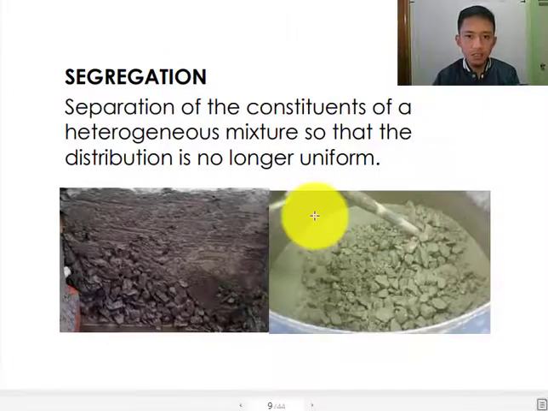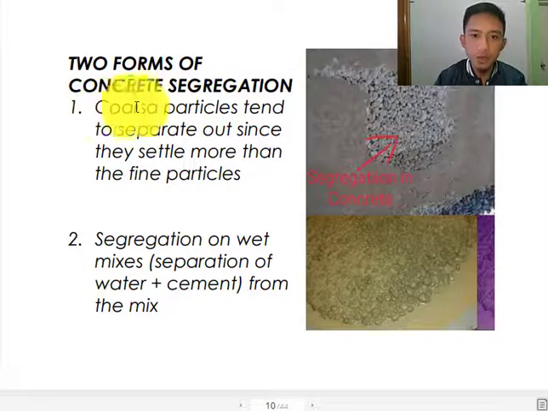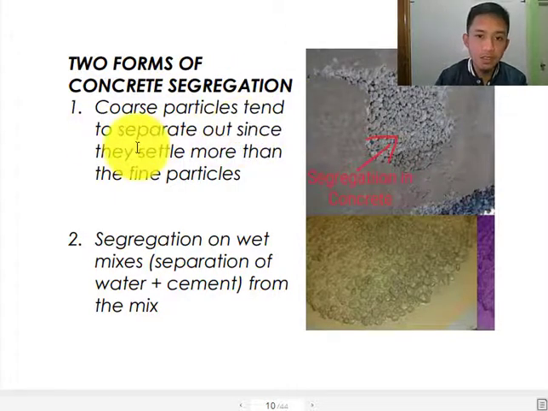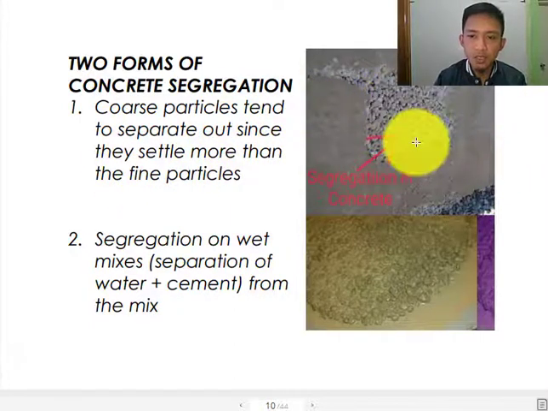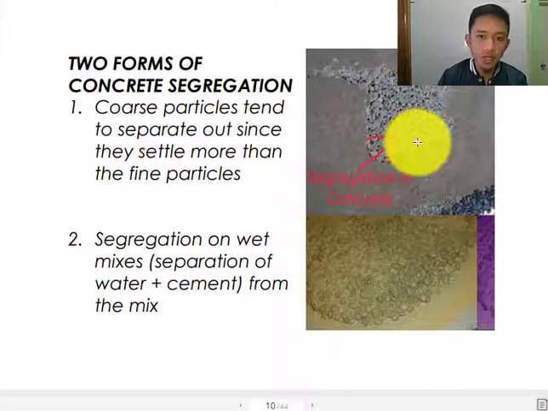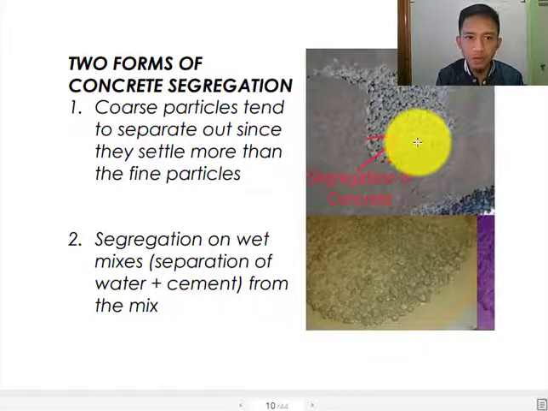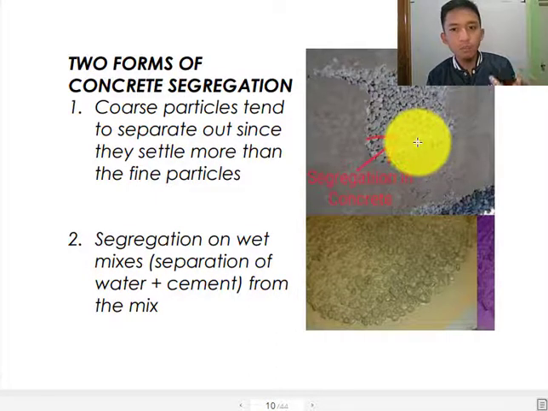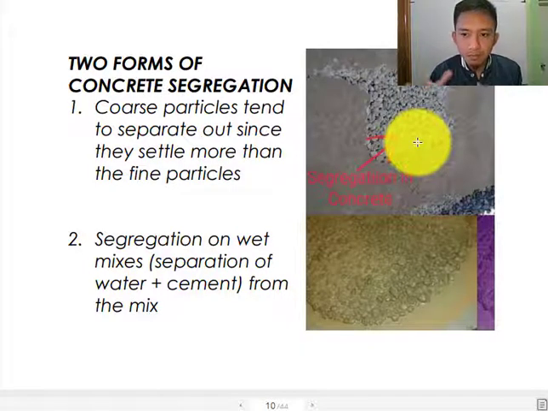So we will discuss two forms of concrete segregation. In the first, coarse particles tend to separate out since they settle more than the fine aggregates, because the coarse aggregate is denser than the fine aggregates and the cement paste. How are we going to prevent this? You need just enough vibration to compact the concrete mix in place, by vibration or manual stamping.